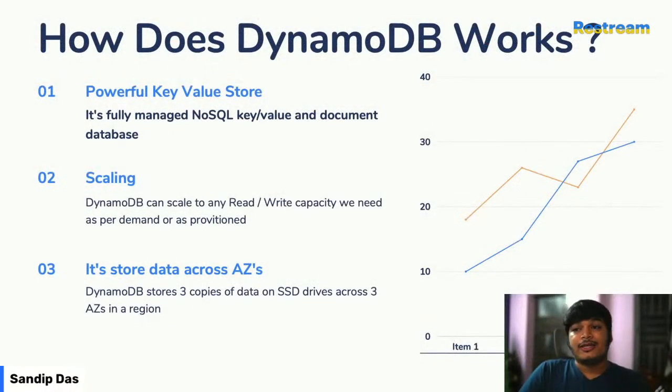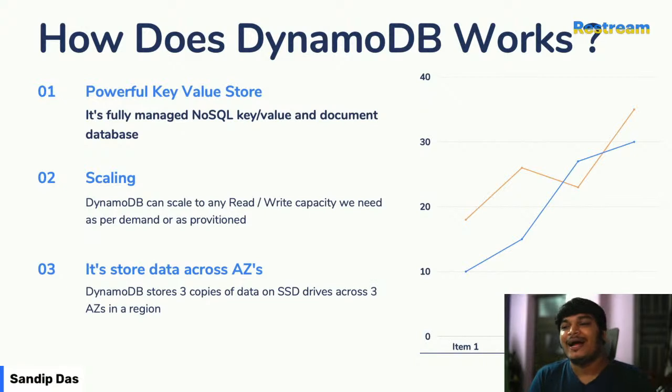So yeah, it's a fully managed NoSQL key value and document database. Second point is scaling. DynamoDB can scale to any read and write capacity we need, as per the demand or provision. Now I will come to what exactly on demand means and what exactly provision means. But just for you guys to understand, you can write any amount of data in DynamoDB, and you can also retrieve any amount of data from it.